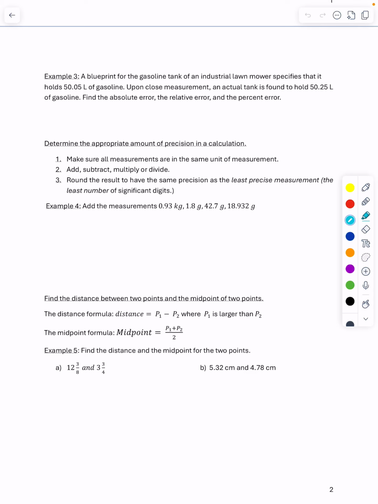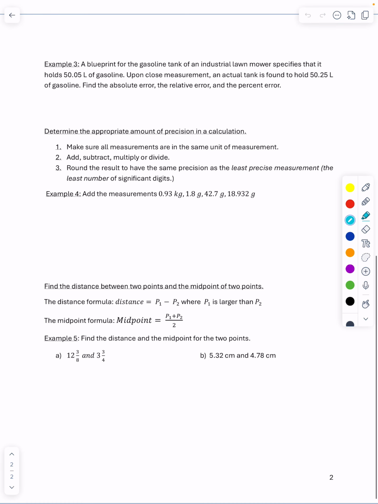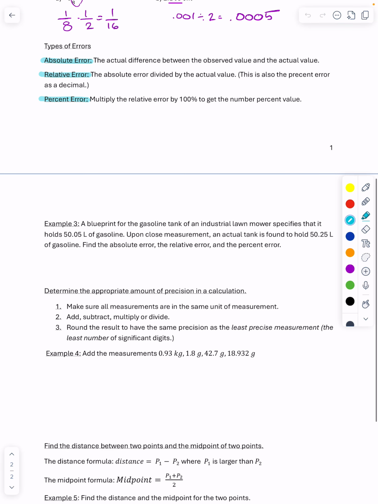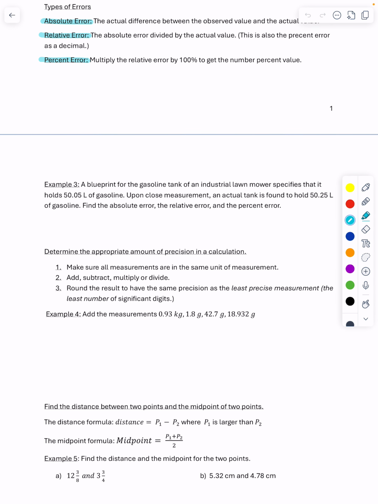Okay, these are the MAT 1140 notes. This is chapter 4.5, page 2, the last page. So we're back on errors. We've got an absolute error, which is the actual difference between observed and the actual value.